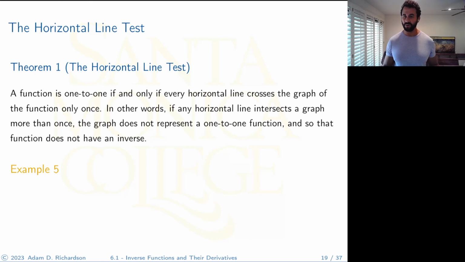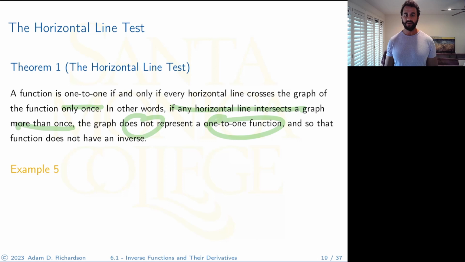So there's this test called the horizontal line test, and I'm sure that a few of you were waiting to hear about this, right? Here's the theorem. A function is one-to-one if and only if every horizontal line crosses the graph only once. So in other words, if any horizontal line intersects the graph more than once, then the graph does not represent a one-to-one function, and so that function doesn't have an inverse.